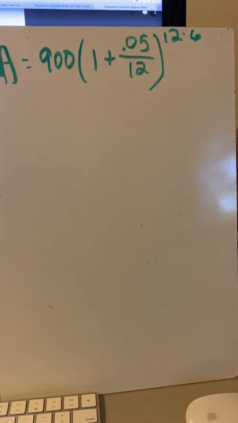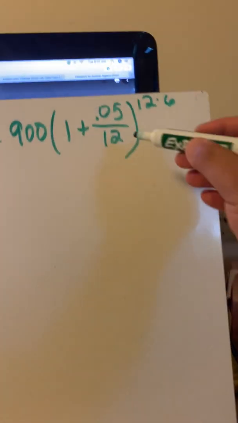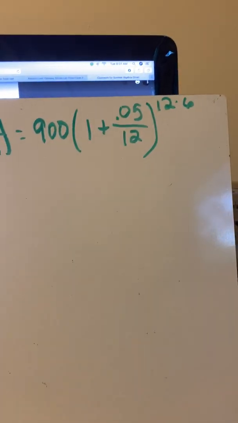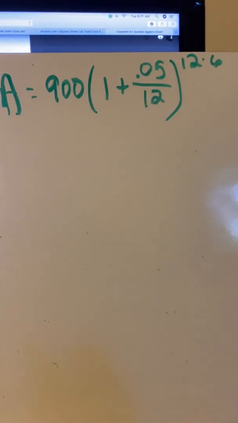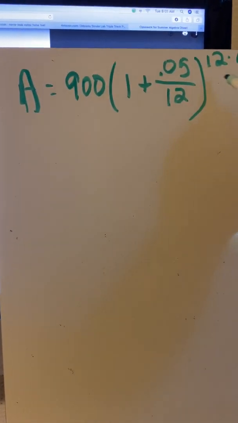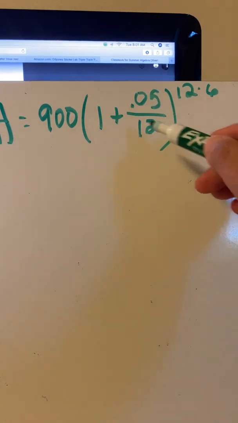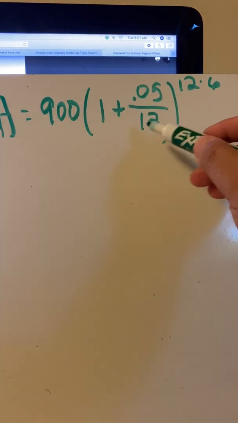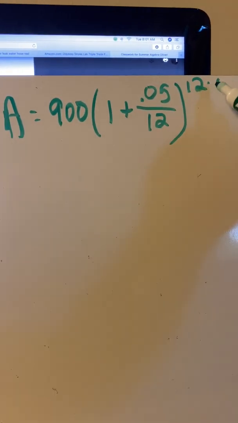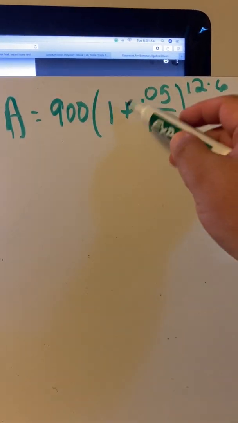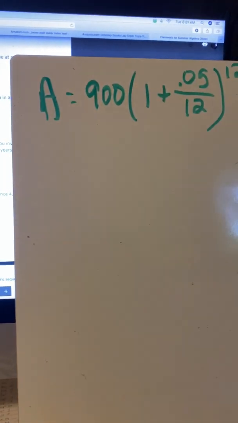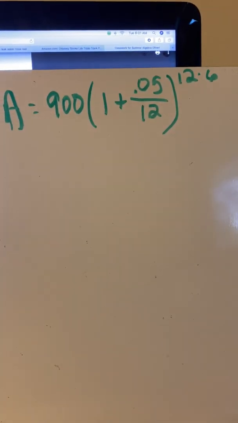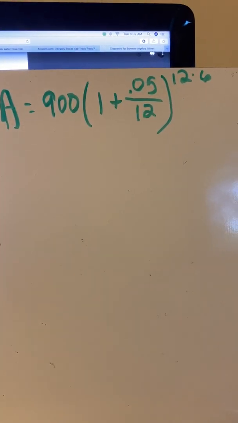This is another one where you get to use a calculator. Just this little bit right here is a disgusting little pain in the butt. Take 0.05 divided by 12 plus 1. Then take that to the 72nd power, whatever that number is, and then take that answer times 900. Pretty good investment getting 5% monthly for 6 years.